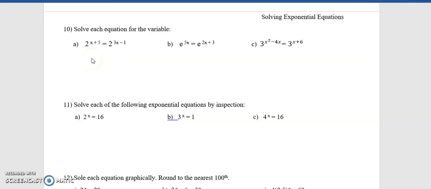So just using numbers, 2 to the 6th would have to equal 2 to the 6th. 2 to the 9th would have to equal 2 to the 9th. So as long as the bases are the same, the exponents must also be equal. So all we do here, as long as we have the same base, you set the exponents equal to each other. So if you set the exponents equal to each other and solve, I'll show you the answer so you can pause the video.